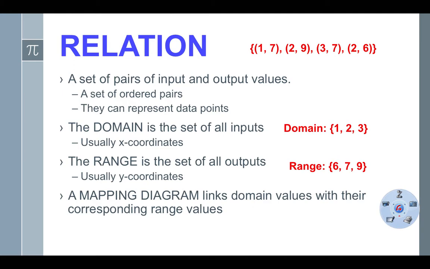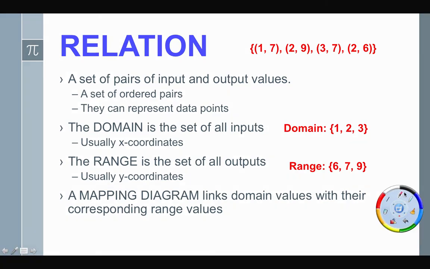And the last thing I want to talk about on this page is what's called a mapping diagram. A mapping diagram shows what goes on between the x's and the y's. So we could say we have a box for x values and a box for y values. Our x values in this particular relation are the values 1, 2, and 3, and our y values are the values 6, 7, and 9.